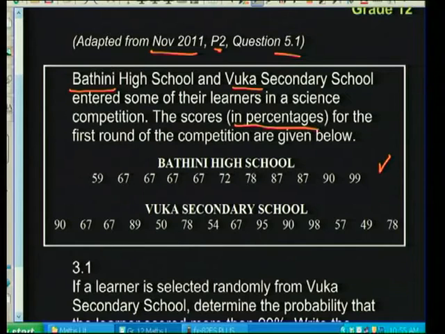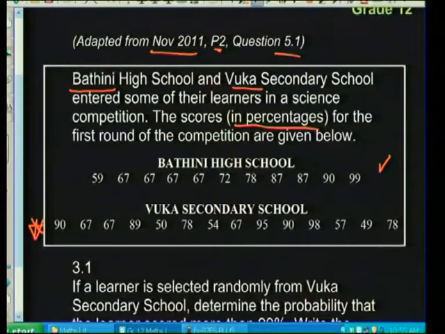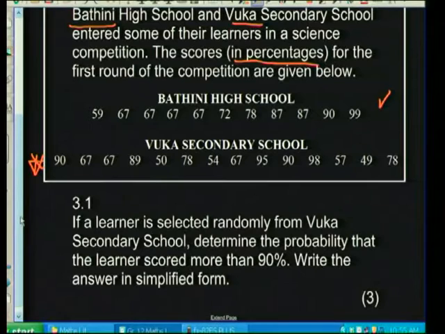Vuka Secondary School, straight away I can see that it is not in order. So I kind of highlight this and I realize I'm going to probably have to change that somewhere along the line. I also see that I've got way more people at Vuka Secondary School. So I've got 90, 67s, and I'm looking through this list very carefully. I know I'm going to have to rearrange it. Let's read what the question is. If a learner is selected randomly, as soon as they tell me that a learner is selected randomly, I know I'm dealing with a little bit of probability.